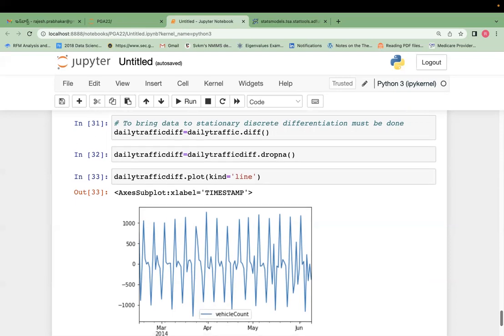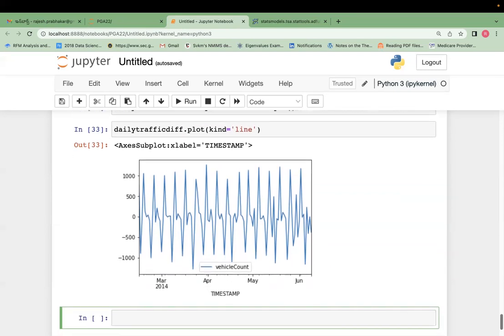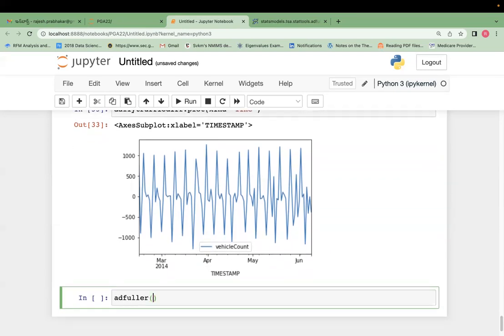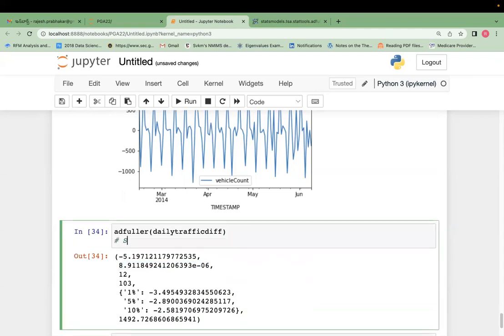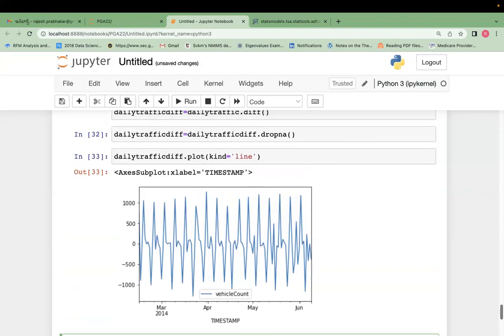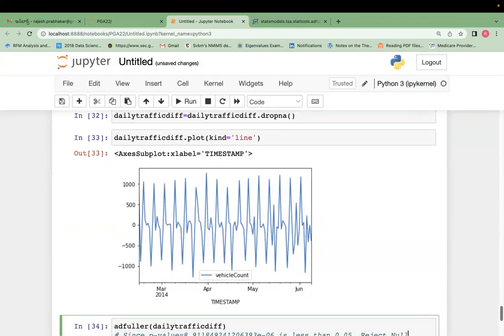Now we have to reconduct the test to confirm whether our data is stationary or not. AD Fuller, daily traffic diff. Now you can see here the p-value is less than 0.05, we reject the null. So our difference data is what we call stationary. So from now onwards, we have to use difference data.